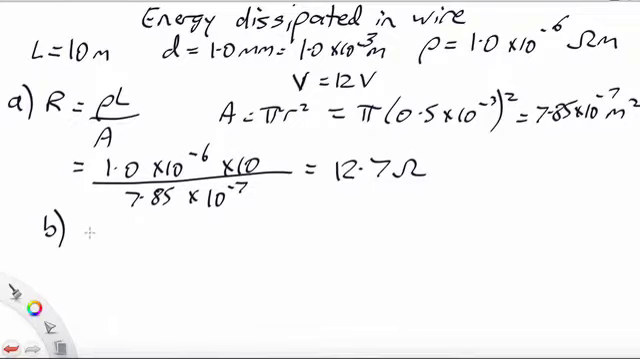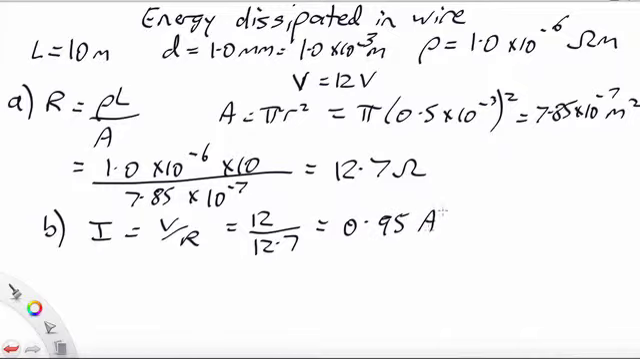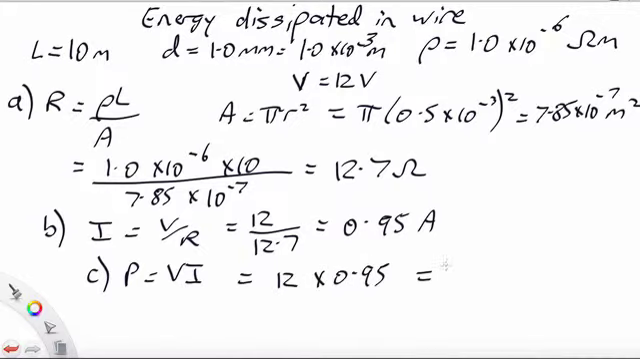So B then is fairly straightforward. The current, which is V over R, is 12 over 12.7. We have 0.95 amps. And now power's fairly simple as well. P equals V times I equals 12 by 0.95. It is 11.3 watts, so close to 11 watts. And I'll do the rest over the page.